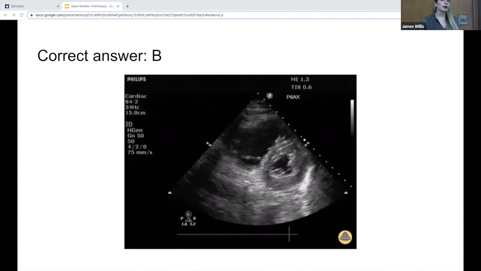And eventually over time, the interventricular septum is going to bow into the LV, and that's what we see up here, causing the D sign, and that impairs cardiac output and LV filling.